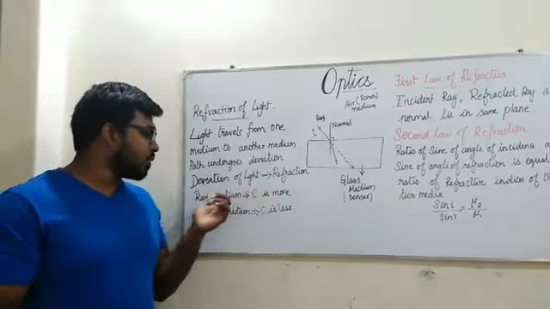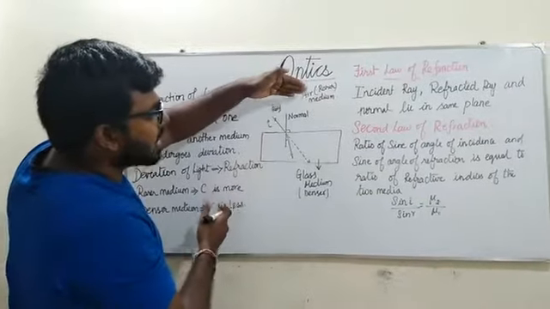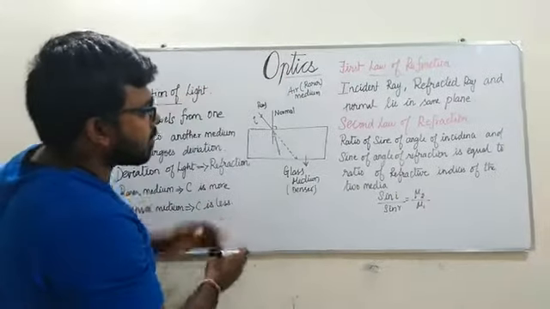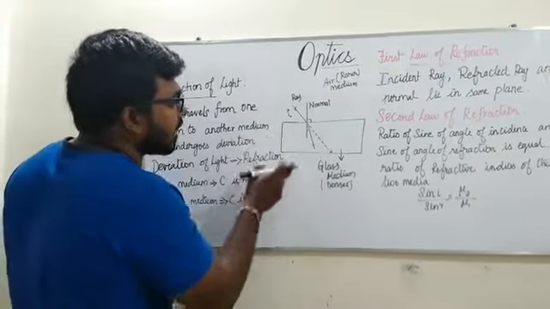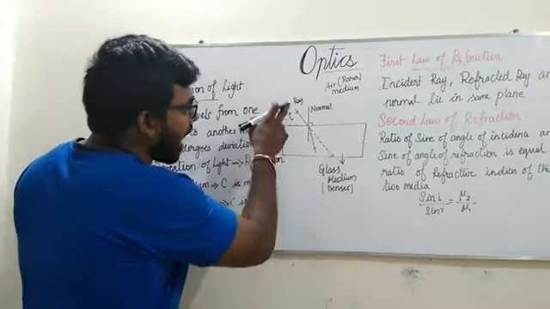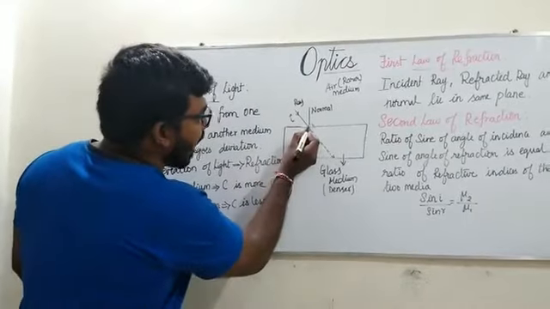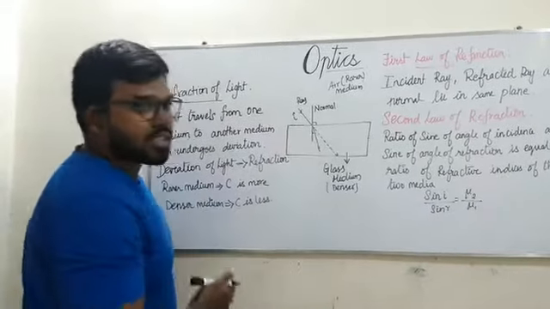Let us understand refraction with a small example. Let us take an incident ray which is falling on a glass medium. So let us consider the air medium as the rarer medium and the glass medium as the denser medium. When a ray of light passes through air and glass at the surface, it normally gets deviated.